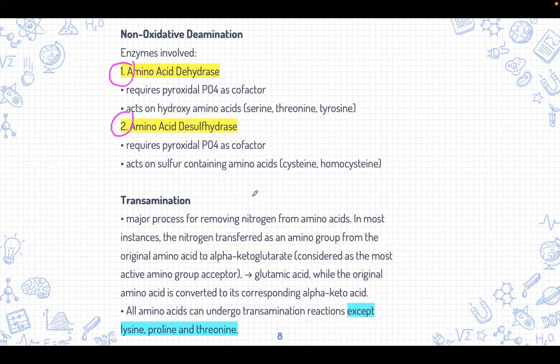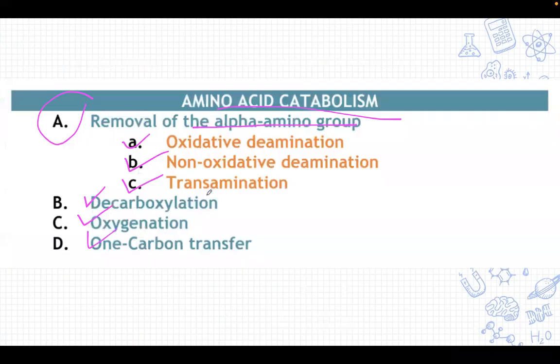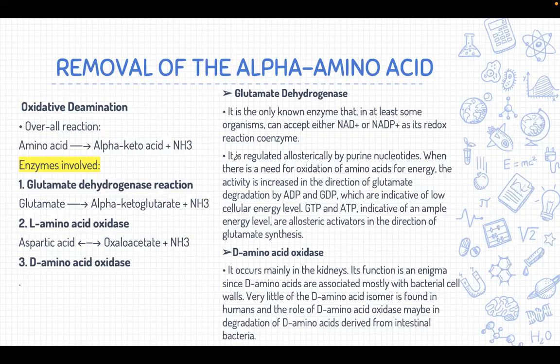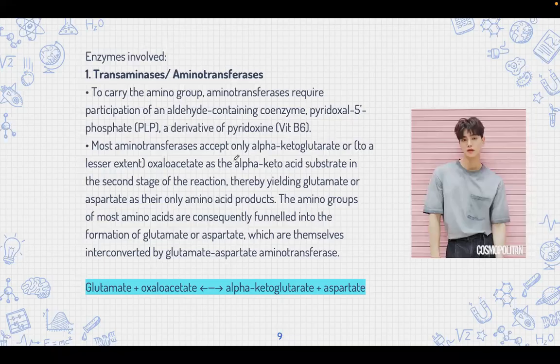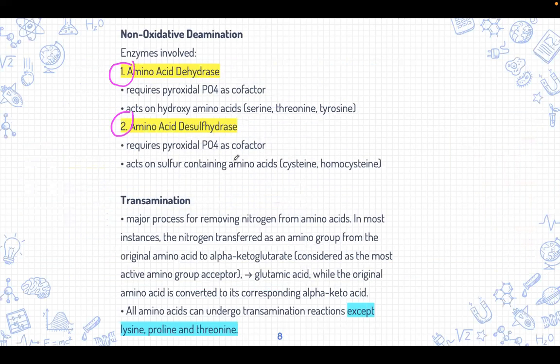So next, the transamination. Nasaan po si transamination? Nandito po. Okay, removal pa rin po tayo ng alpha amino group under the amino acid catabolism. Baka kasi nalilito. Okay, for the transamination, balikan ko lang. It is the major process of removing nitrogen from amino acids.